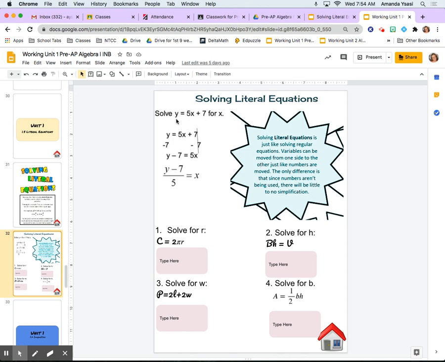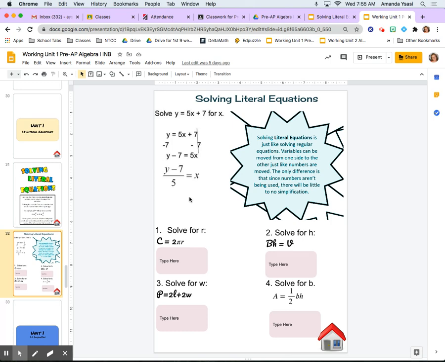So we have this first one, y equals 5x plus 7. If I want to solve it for x, that means I need to move everything to the other side except for the x. So in this case, I would take this plus 7 and subtract 7 from both sides. That simplifies to y minus 7 equals 5x. And then we would need to divide by 5 on both sides. So we are going to solve several equations for different variables.